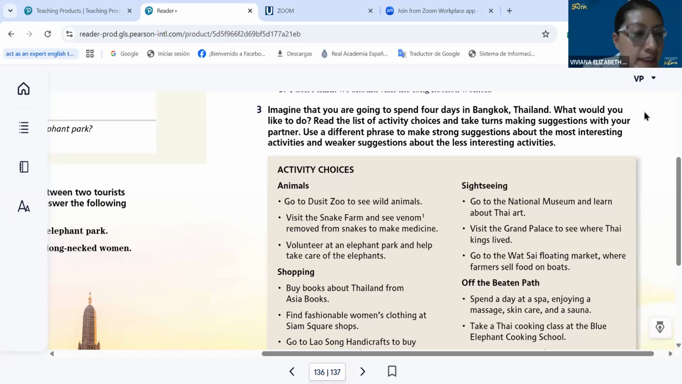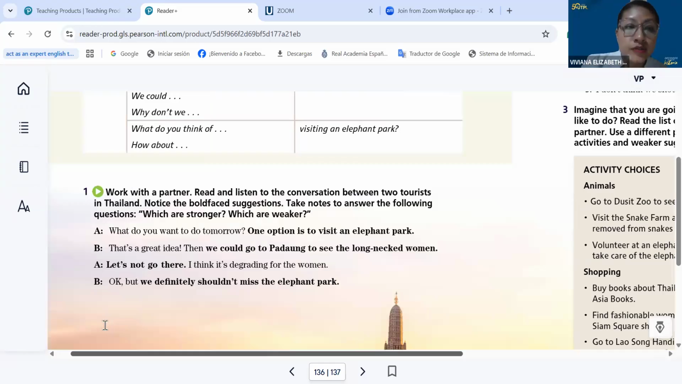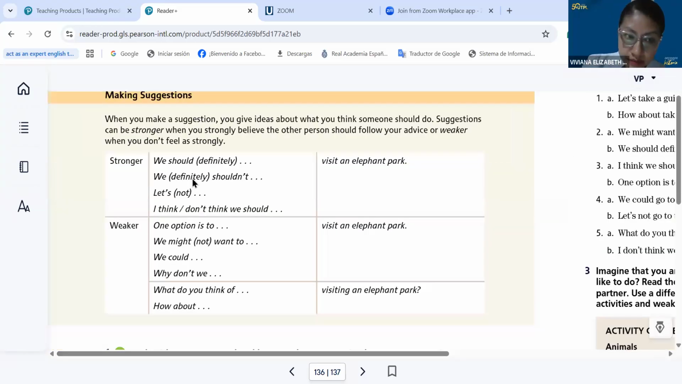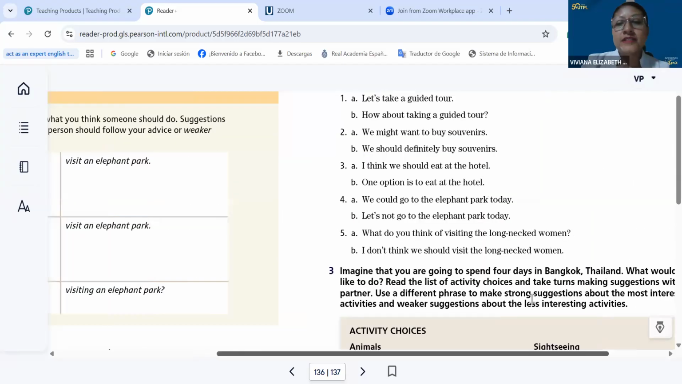Okay, now with Genesis, Susana, and Sebastian. Please remember that you need to have a conversation here by making suggestions, okay? I want to listen to you, how you use strong or weak suggestions. You need to use should, let's, I think, I don't think, one option is to, we might, we could, why don't we, and all of them, okay? Can you start, please?